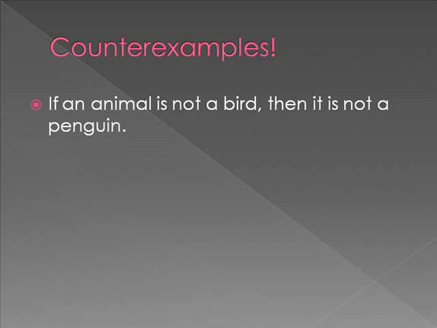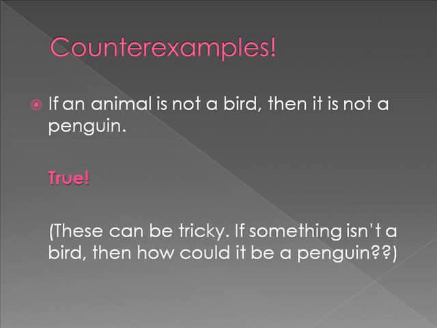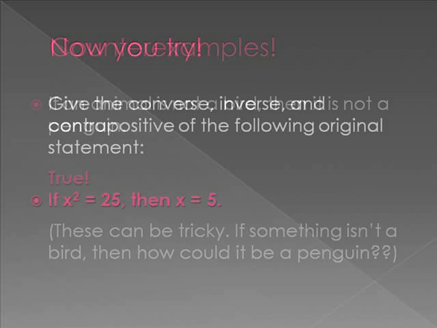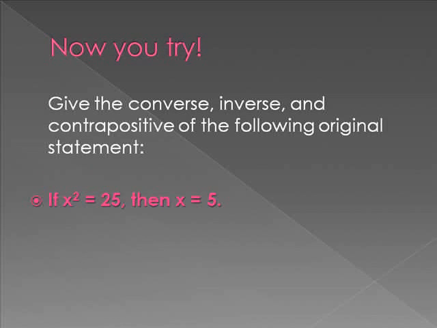And finally, our contrapositive. If an animal is not a bird, then it is not a penguin. Now this is the trickiest one, so let's think about it again. Is this always true? If an animal's not a bird, then it's not a penguin. Yeah, that's actually true. These can be kind of tricky. If something isn't a bird, then how could it possibly be a penguin, right? That's why it's true.